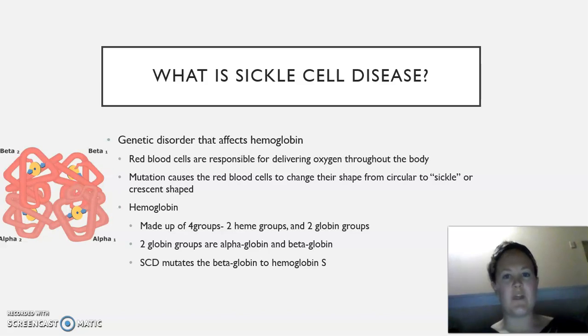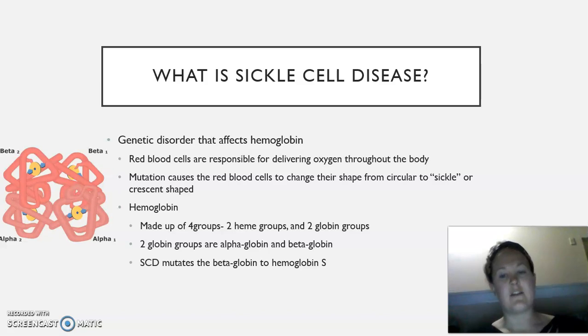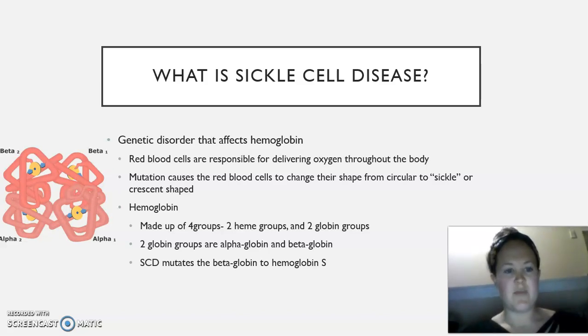So first thing, what is sickle cell disease? This is a genetic disorder that affects the hemoglobin, and hemoglobin is in the red blood cells, which are responsible for delivering oxygen throughout the body to different tissues and organs. In sickle cell disease, the mutation causes the red blood cells to change their shape from the normal circular shape to the sickle or crescent shape. And I'll show you a picture of those in a minute.